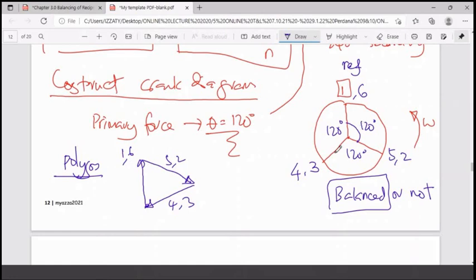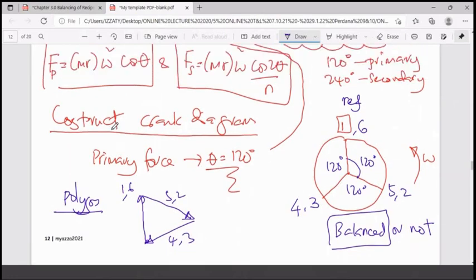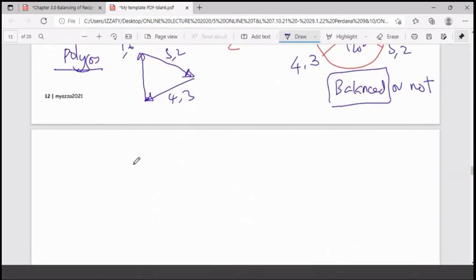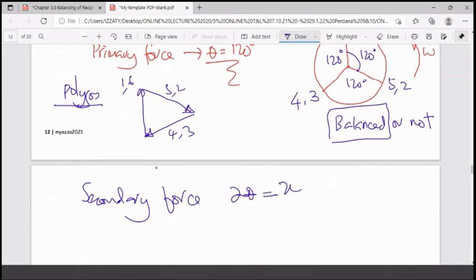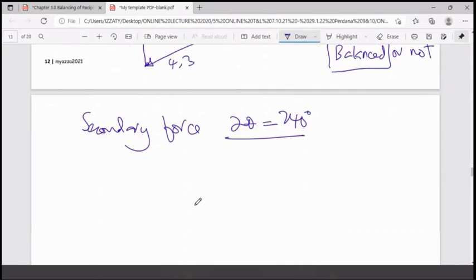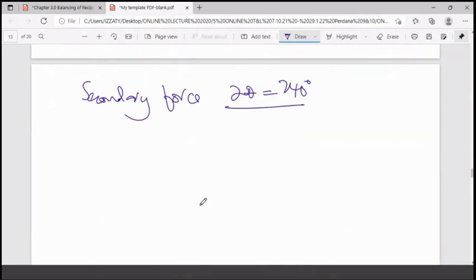Okay, now that is the primary force. We have another one, the secondary force. What is the secondary force now? 2 theta, remember? The earlier one is 120, now 2 theta becomes 240. So we start constructing the polygon. So this is the polygon now.